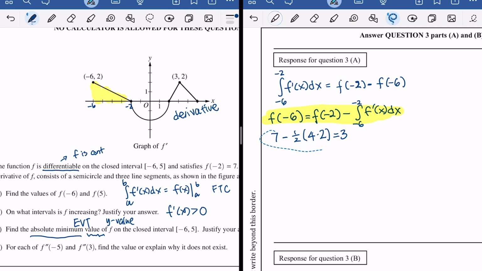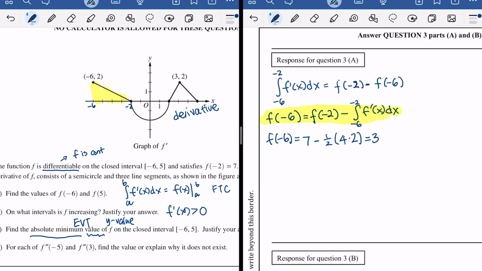So here I might want to add f of negative 6 is 3. Okay, because we have two different questions they are asking. We also have f of 5. And we're going to do the same thing for f of 5.